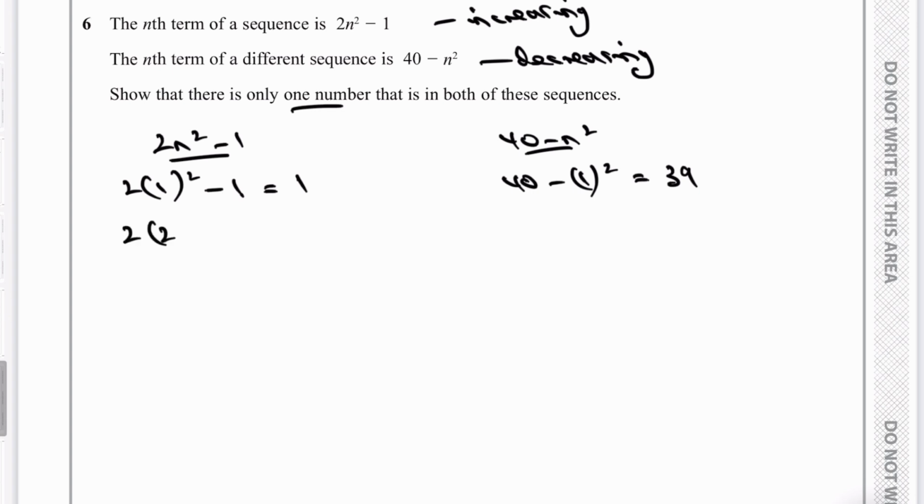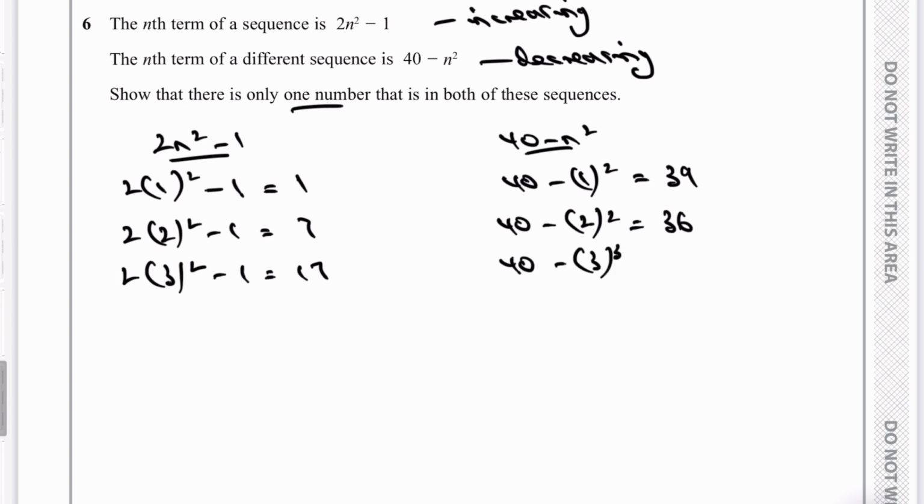Let's look at the second number in the sequence, 2 squared minus 1. That's going to equal 7. And with this one it's 2 squared, take away from 40, that's going to be 36. Okay, now it seems like this thing's going to go on forever, so I'm going to just try and work my way through it. And we've got the third number in the sequence for both of them is going to be 17 for 2n squared minus 1 and 31 for the second sequence. Okay, then the fourth number in the sequence is actually, guess what, 31. Okay, that's brilliant. So therefore, without too much effort, we found our number.